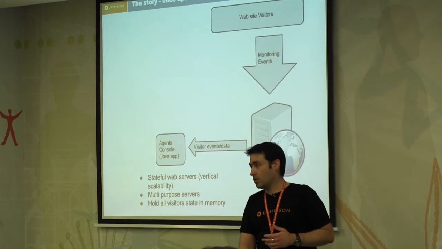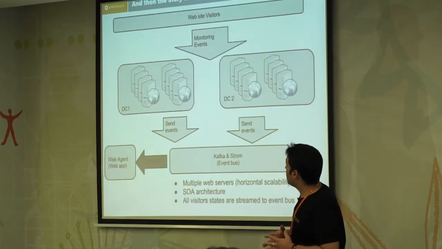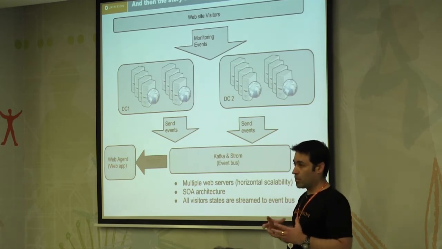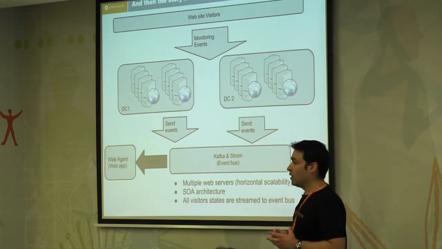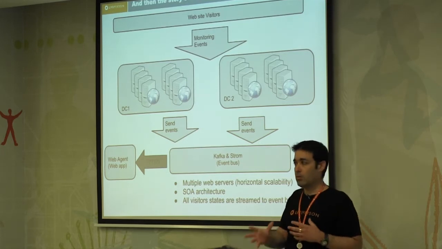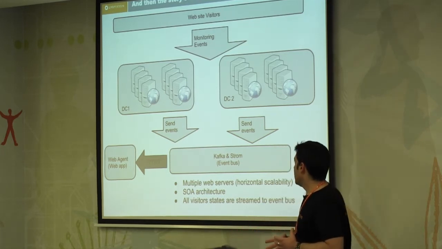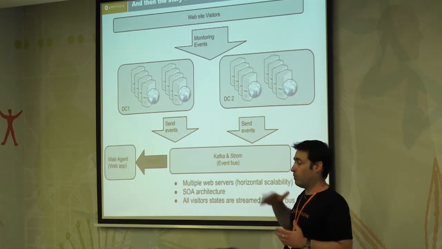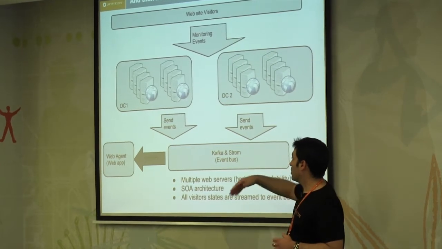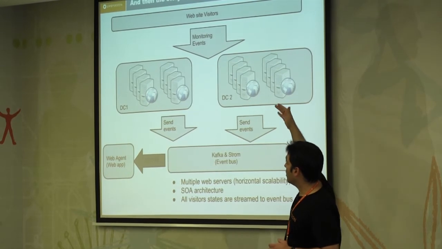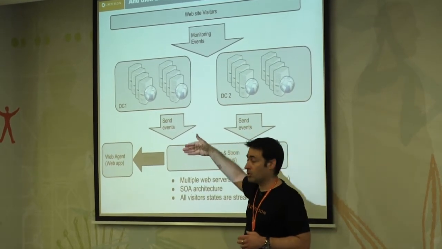LivePerson has restructured some of its technology stack, and we moved to a system where we have multiple web servers, web tier, or monitoring services that scale horizontally. All of the architecture of LivePerson today is a service-oriented architecture, API, REST, and all distributed. And the problem that we had is that now we have web servers or monitor servers that reside all across the farm and across farms, and they're monitoring the visitors from all across the web.